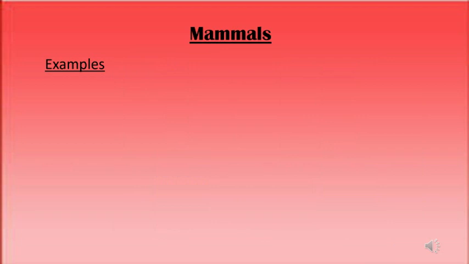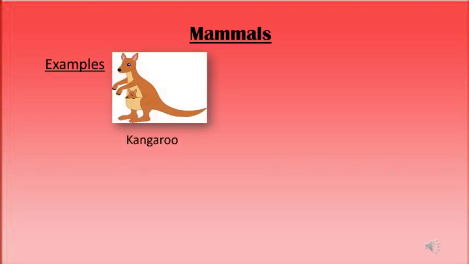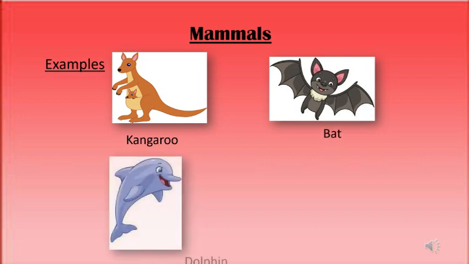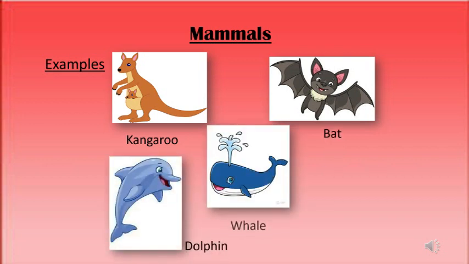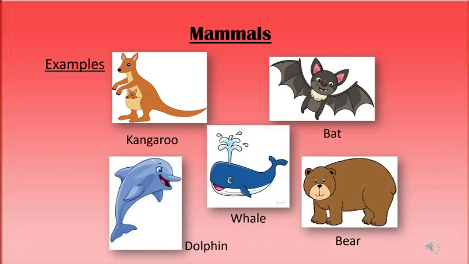From this slide, you can see some examples of mammals. Some examples of mammals are kangaroo, dolphin, whale, bat, and bear. These are some examples of mammals.